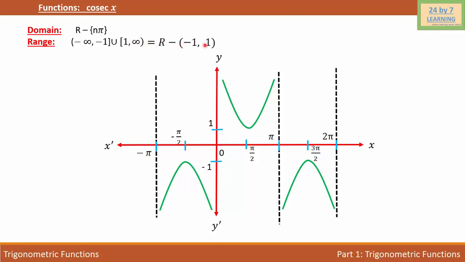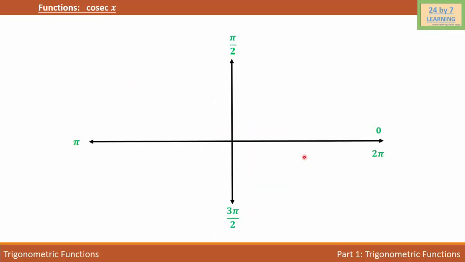In other words, we can say that the value of the cosecant function does not exist between negative 1 and 1. Or in other words, we don't have any value between negative 1 and 1 for the cosecant function. The periodicity of the cosecant function is 2 pi because the function repeats itself at an interval of 2 pi. Now let's talk about some other properties of the cosecant function.